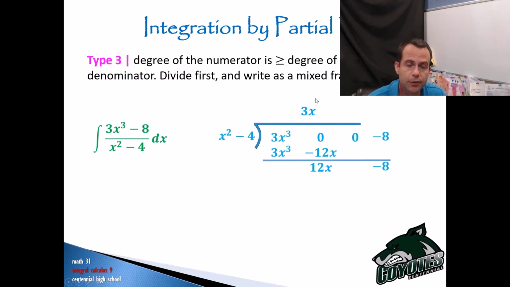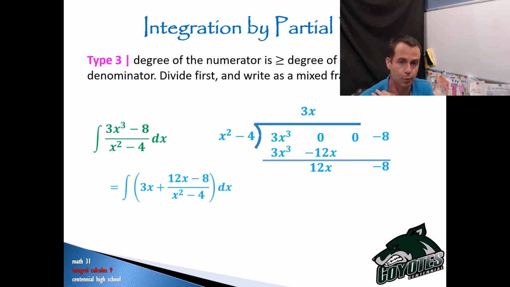What do I put up here so that when I multiply it by x squared, I get out 3x cubed? Well, I need a 3x on the top. So 3x times x squared gives me 3x cubed. And then 3x times -4 would give me -12. So then when I subtract, I end up with 12x minus 8. There's nothing else I can put up here. That is going to have to be my remainder. And so I've now been able to break this down into two separate integrations, the integration of 3x plus the integration of 12x minus 8 over x squared minus 4.